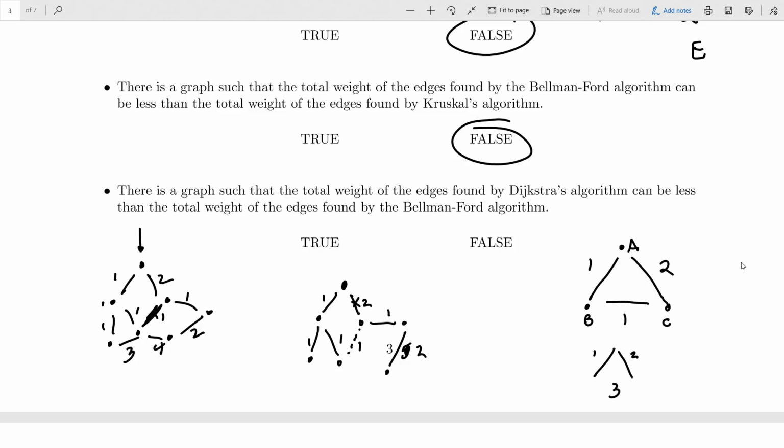What's another shortest path tree here? A to B to C. Yeah, just go A to B to C. And again, the path from C back to A is 2, and from B back to A is 1, like before. But viewed as a spanning tree, the total weight is 2.